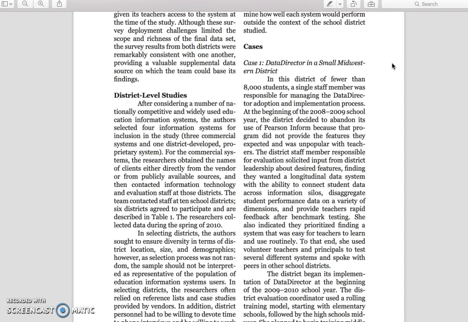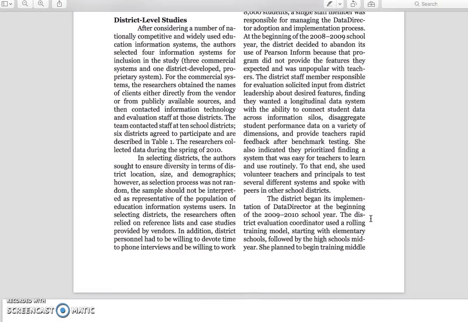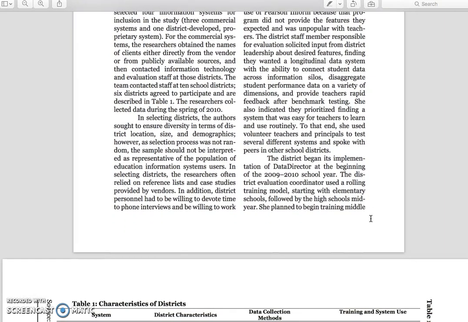Each story is about how a school district uses their education information system. For example, in the first story, Data Director is the education information system being used in a small Midwestern district. So in this story, you will see how this district implements the system, the Data Director, what experiences they have, what the situations are, what the teachers' reactions or leaders' responses.